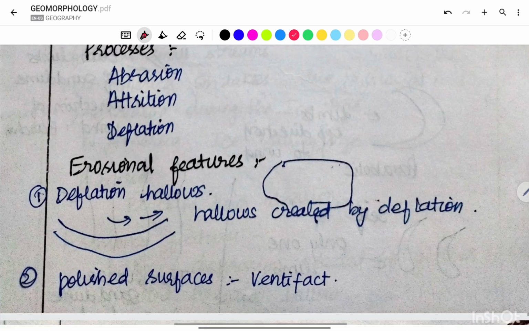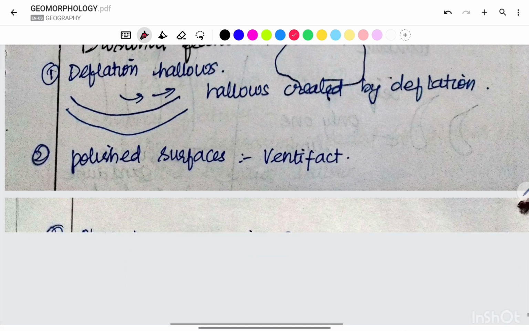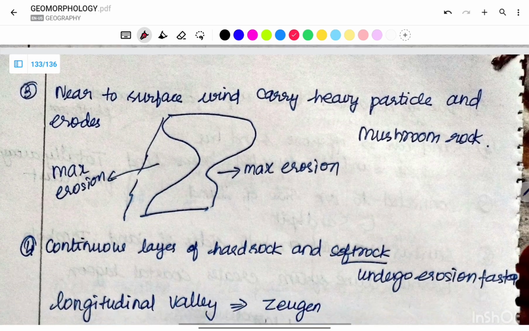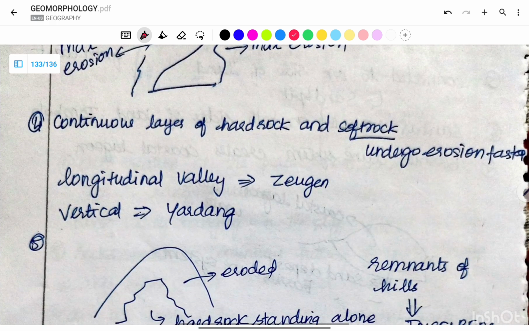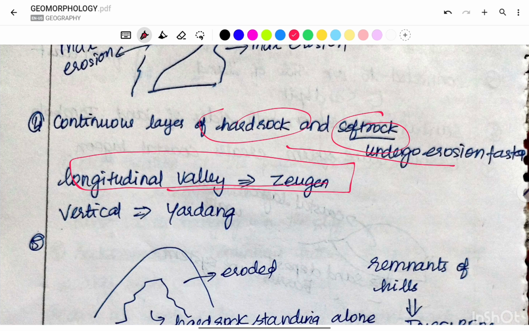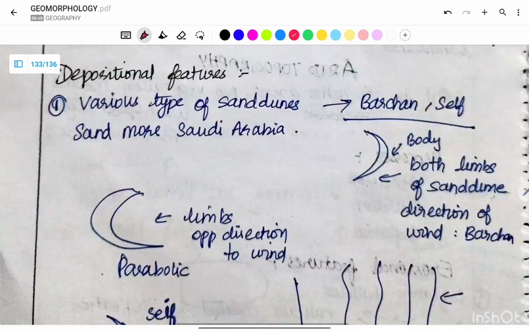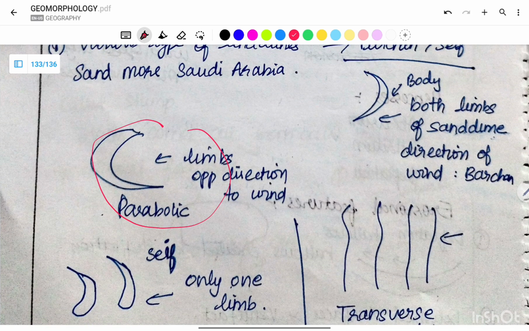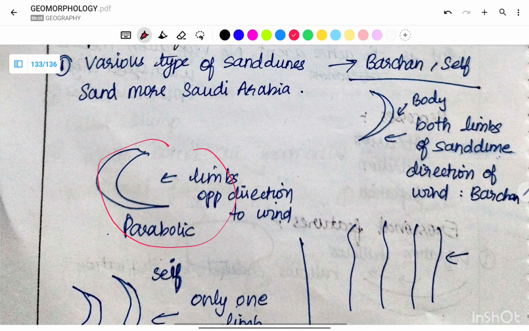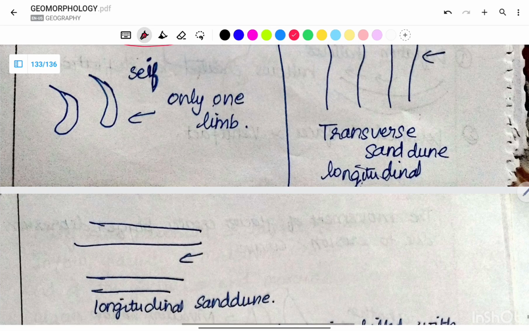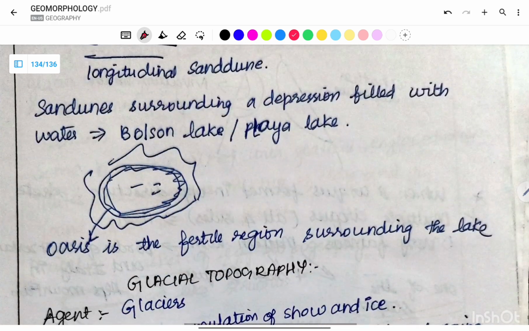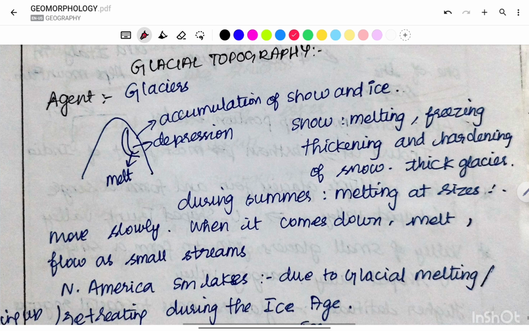Now, in arid topography, we have deflation. A hollow is created over here, and then we have mushroom rocks, and soft rock and hard rock in continuous layers. Therefore the longitudinal valley is called a Zeugen and the vertical valley is called a Yardang. Depositional features are sand dunes: barchans, transverse sand dunes and longitudinal sand dunes. We have a lake called a Bolson lake or playa.